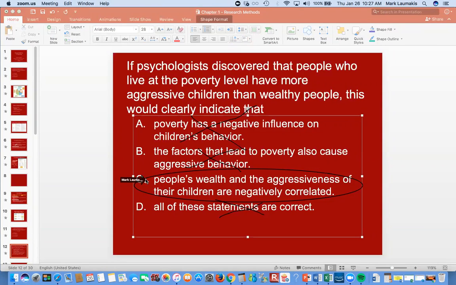Right, and the negative correlation can be interpreted either way, right? Higher levels of income, lower levels of aggression, or lower levels of income, higher levels of aggression. Thanks for that, Matthew. Okay?